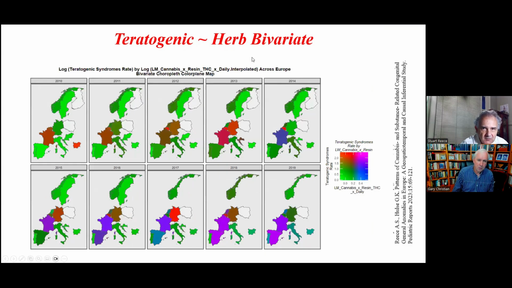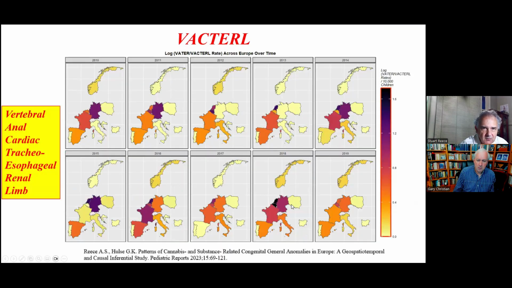And this is teratogenic syndrome. This is the bivariate plot. So here we're plotting two covariates at once, in the pink and purple where they're both high, and the green where they're both low. And you can see that Spain and France, the teratogenic syndromes rose together. As the cannabis rose, so did the teratogenic syndromes.